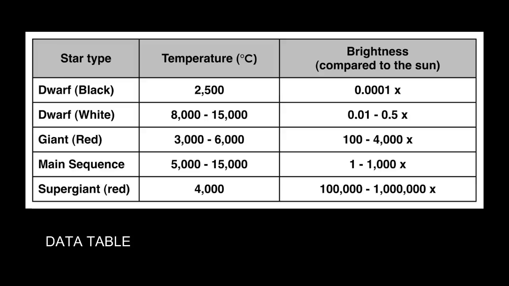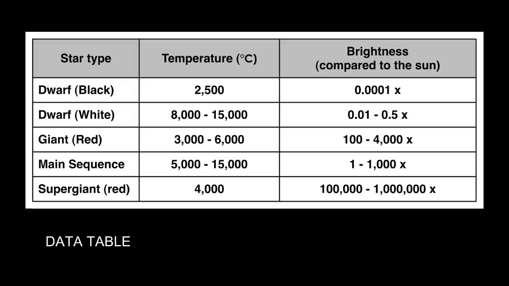Then we get to the giant stages. You can see that the temperatures decline to 3 to 6,000 degrees for the red giant, or 4,000 degrees for the super red giant. And the red giants are between 100 and 4,000 times as bright as the sun, and the super red giants are 100,000 to 1,000,000 times as bright as the sun.